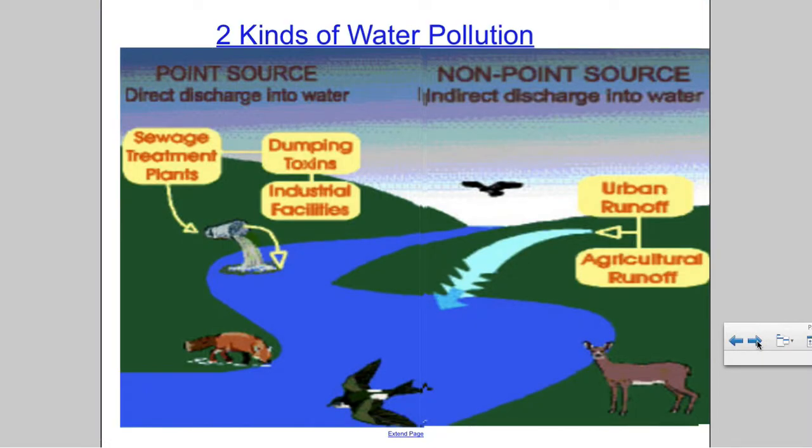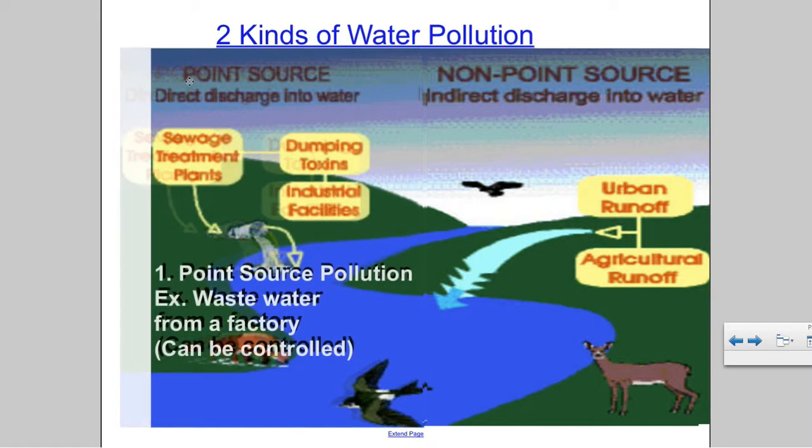Now there's two kinds of water pollution, which we learned from a previous lesson. You have point source and you have non-point source. And we know that point source is a direct discharge into the water. You can point to the source. So this would be an example like wastewater from factories, and it can be controlled a little easier, not controlled perfectly, but it's easier to control than non-point source.